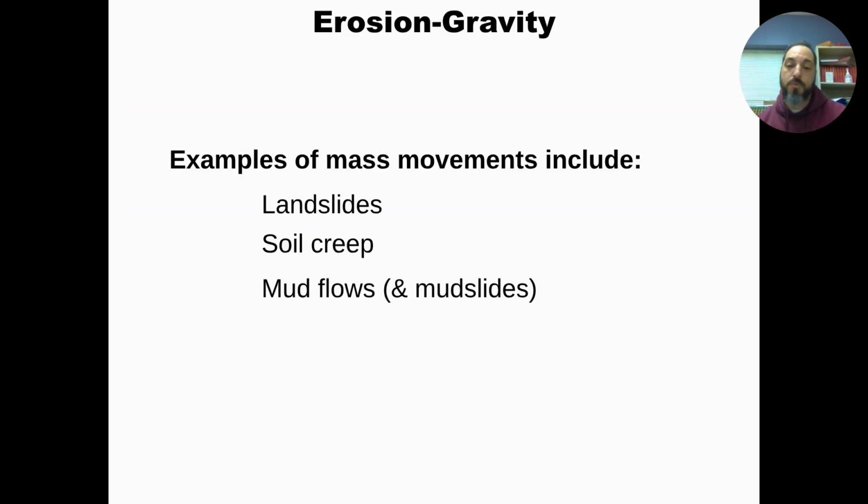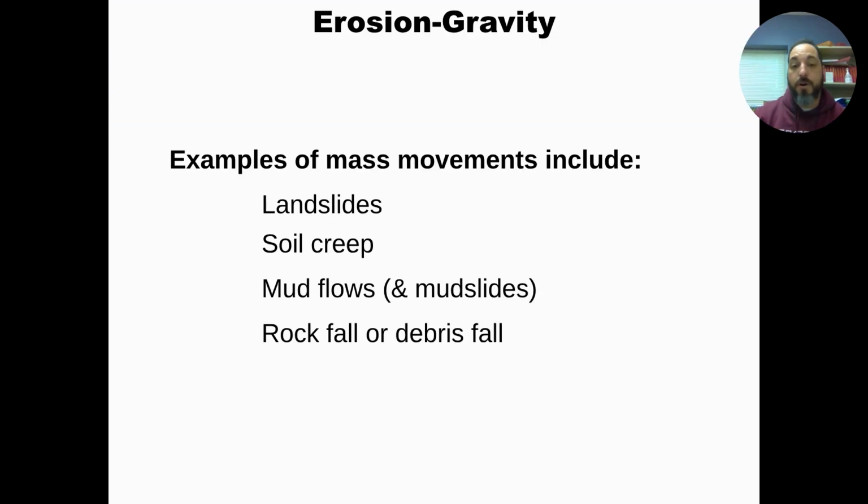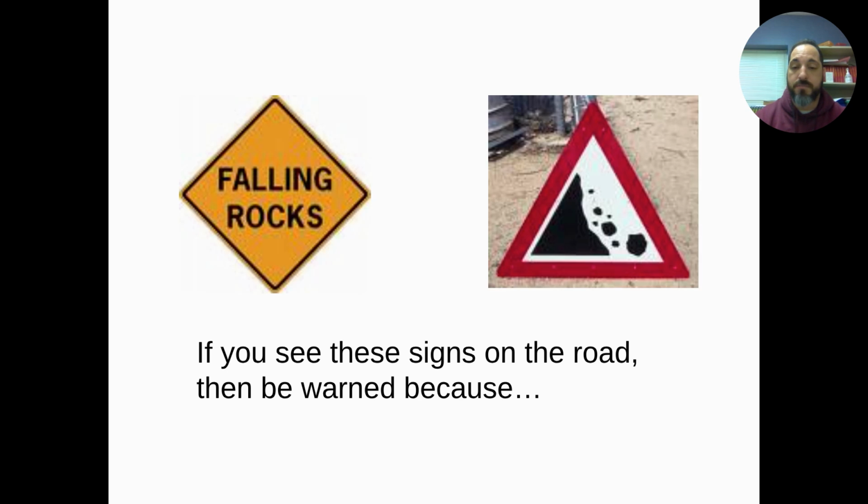So mud flows or mudslides. This is when there's a lot of water in the soil, right? And most of it is water, and it's got some soil in it, and that's what's causing the slide. Rockfall or debris fall. So this is when there's very little water and it's mostly just rock. We see these oftentimes in mountains when we've got rock falling off the sides of cliffs.